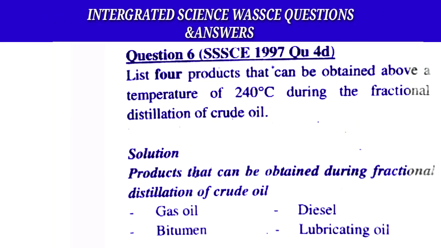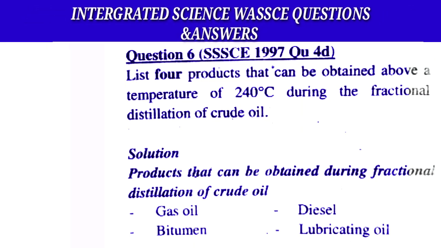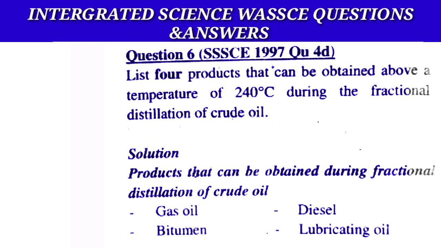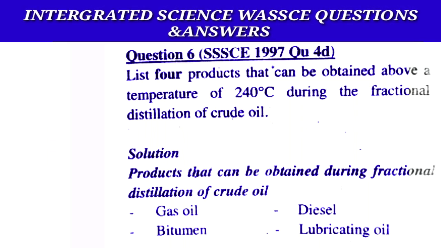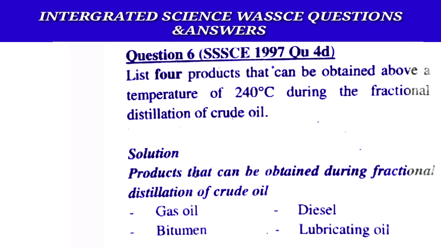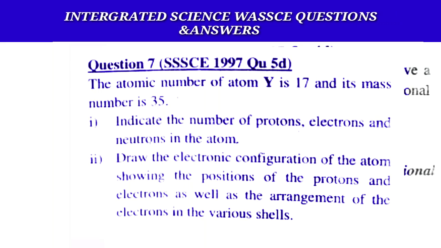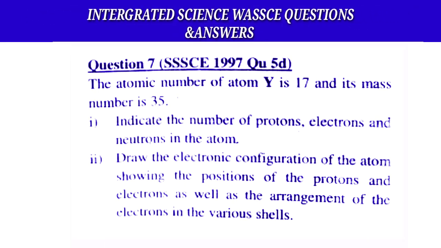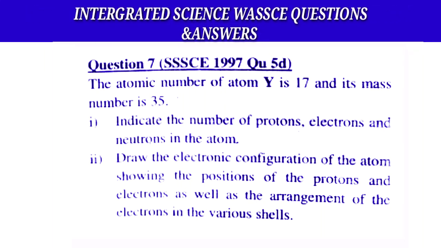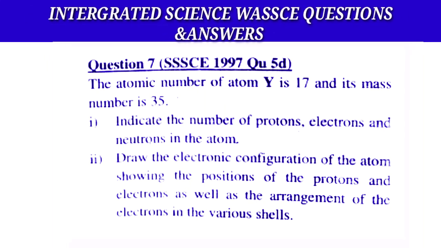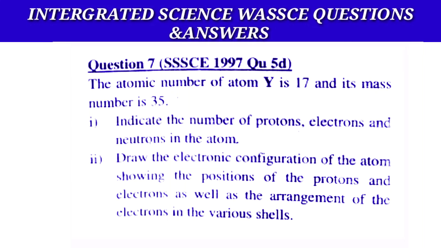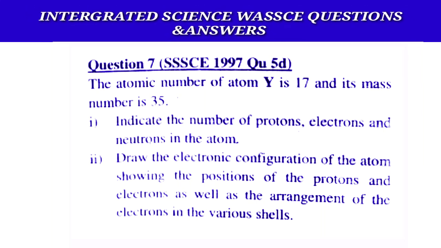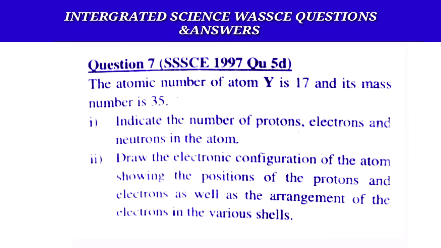List 4 products that can be obtained above a temperature of 240 degrees Celsius during the fractional distillation of crude oil. The products include gas oil, bitumen, diesel, and lubricating oil. You can obtain them through fractional distillation of crude oil. The atomic number of atom Y is 17 and its mass number is 35. Indicate the number of protons, electrons, and neutrons in the atom. Draw the electronic configuration of the atom, showing the position of the proton and electron as well as arrangement of the electrons in the various shells.